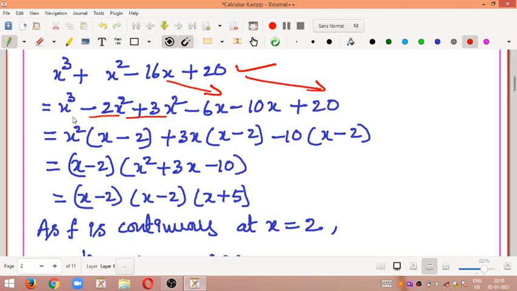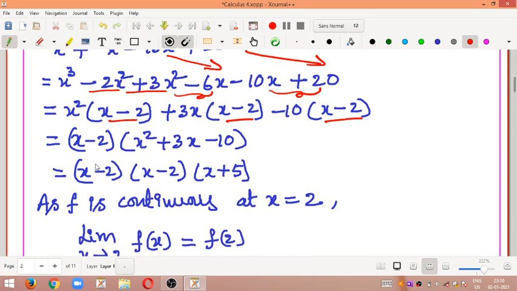Next, from the first two terms, x square is common: x square into x minus 2 will come. Again in these two terms, plus 3x is common, again x minus 2 will come. Again in these two, minus 10 is common, x minus 2 will come. So totally in this equation, what is common? x minus 2 is common. So by taking x minus 2 as common, here x square plus 3x minus 10 is there. So again x square plus 3x minus 10.